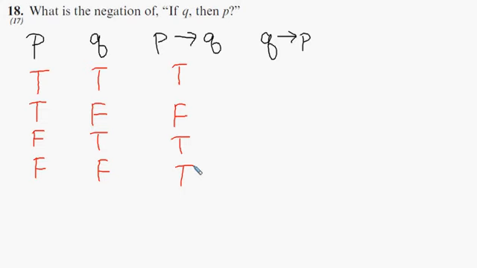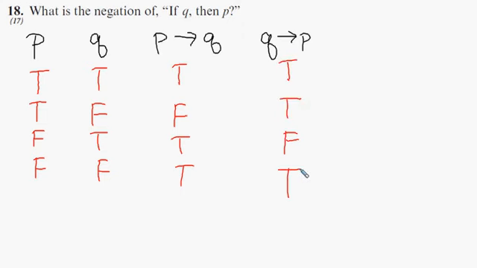Okay, so let's do the same thing for if Q, then P. So let's find the Q that is true and the P that is false. Well, if you look closely, you'll see that here the Q is true and the P is false. So it's this third one that's false. Okay, so we'll say this is false. That makes all the others true.